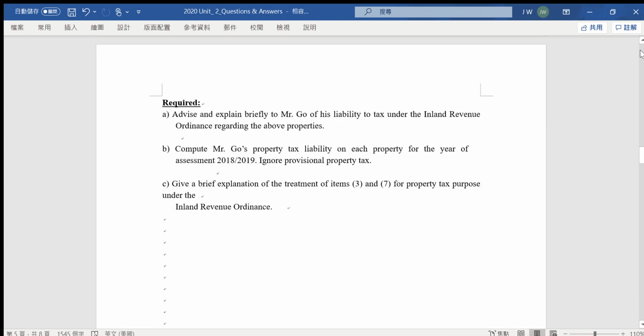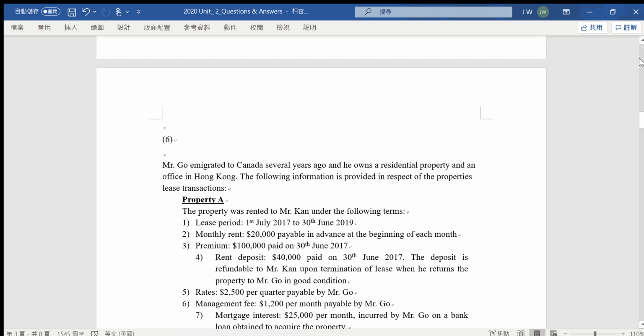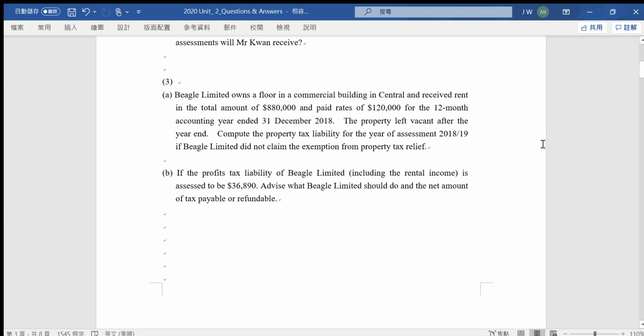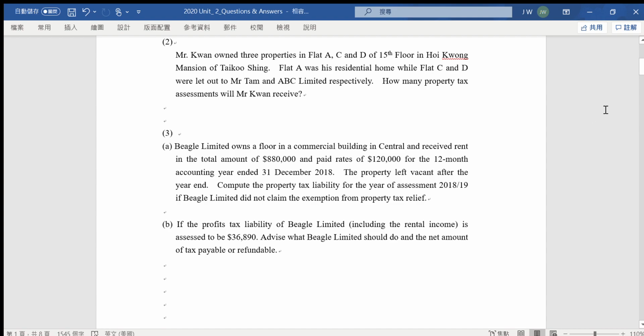Okay, question 3. Belgo Limited owns a commercial building in Central and receives rent in the total of 880,000 and pays rates of 120,000 for the 12-month accounting year ending on 31 December 2018. The property was left vacant after the year end. Compute the property tax liability for that year 2018-19 if Belgo Limited did not claim exemption from the property tax.